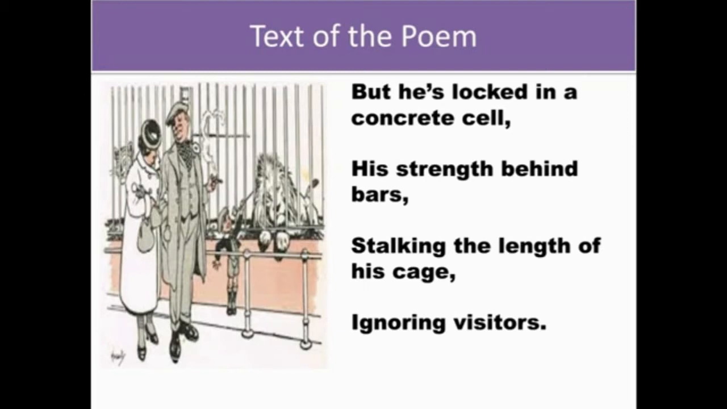He never tries to terrorize the visitors. Why? Because his power is restricted by the cage. He is imprisoned in the zoo. Therefore, he never tries to terrorize the visitors as he cannot attack them. The poet sees the tiger locked in the cell in the zoo. In spite of all his strength, he lies imprisoned there behind the bars.